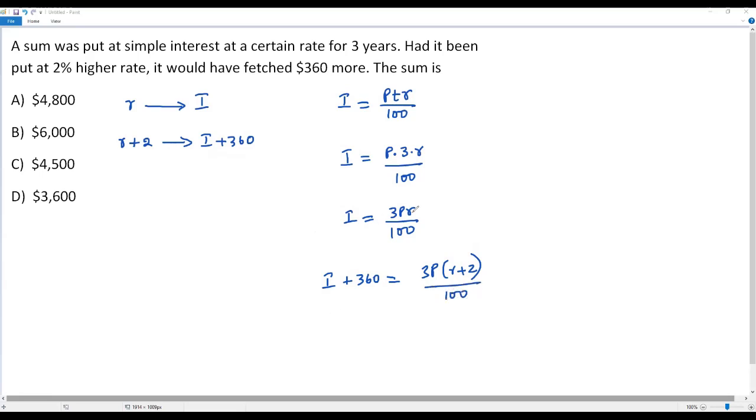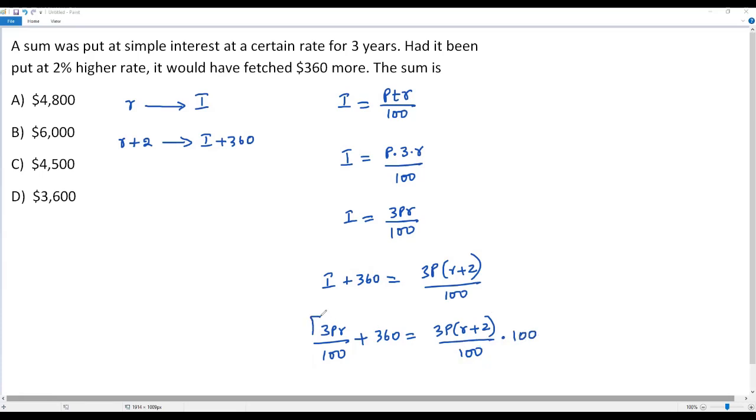Okay, we know that capital I is equal to 3PR over 100. So we can plug in 3PR over 100 for this I over here. Then I'm getting 3PR over 100 + 360 equals 3P times (R + 2) divided by 100. Here we find the denominator 100 and here we find denominator 100. To get rid of the two denominators, we can multiply both sides of this equation by 100. Okay, let me do it.